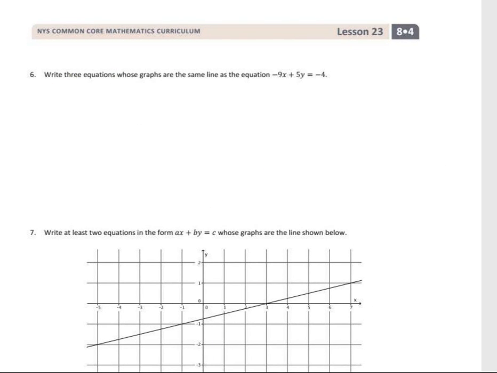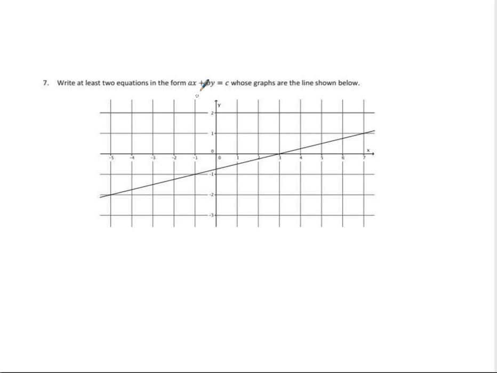Now number 7. And number 7, it says write at least 2 equations in standard form whose graphs are shown. Now this one, we can't just look at this and see an equation because our y-intercept we can tell is not a whole number. So we have to find that. So what are we going to do? Well, first thing we can find is that slope, and that's going to be pretty easy. So let's go ahead and find 2 points and do our rise over run, and notice our slope is 1/4.